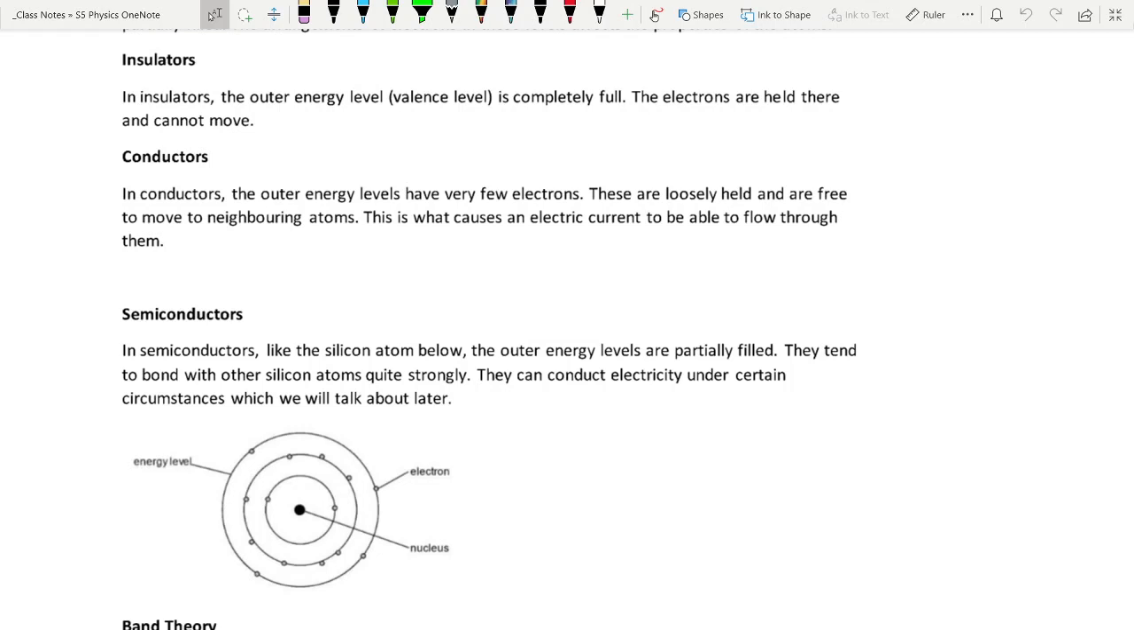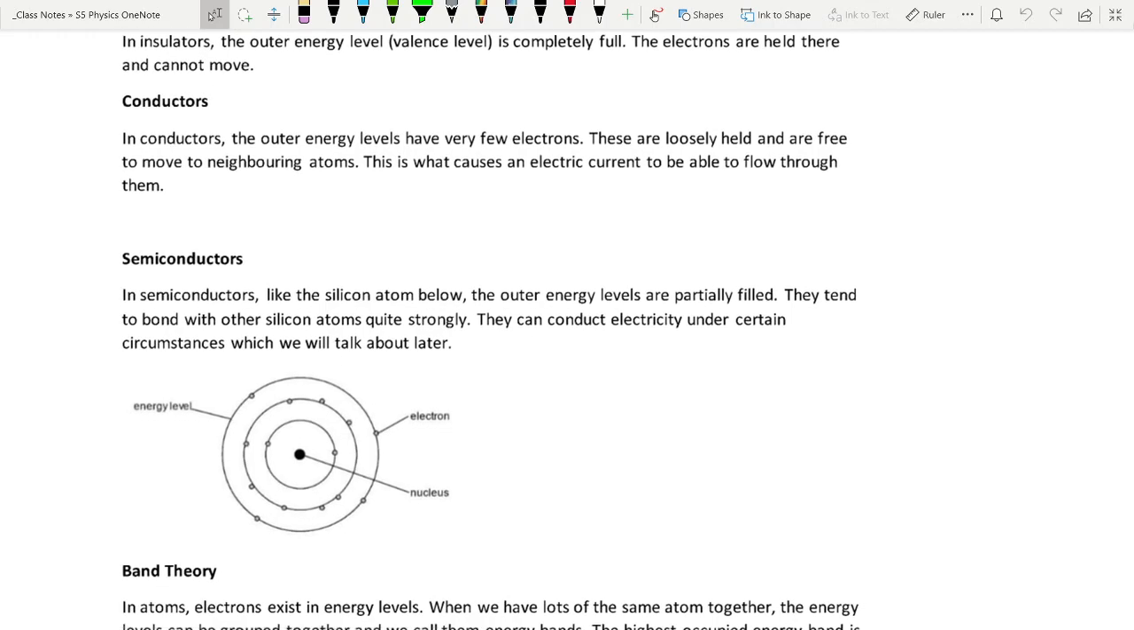And that's where some electrons can be occupying it. And if some electrons are occupying the level slightly up from that, then that means electrons can move around and conduct electricity. Okay, so conductors, the outer energy levels have very few electrons. They're loosely held and are free to move to neighbouring atoms. This is what causes electric currents to be able to flow through them.